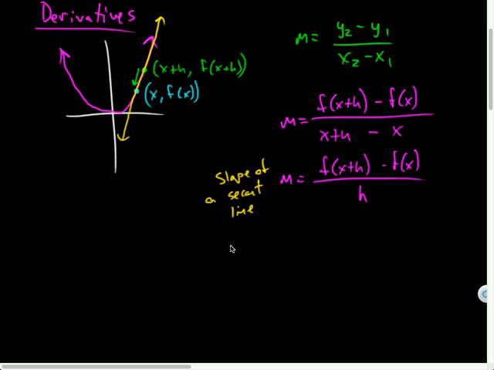And we're going to find the slope of a secant line for values of h getting increasingly small, so small, in fact, that you can't see the difference between the secant line and the tangent line.